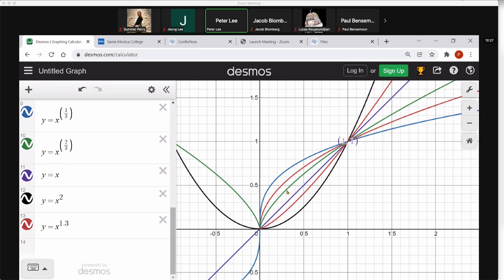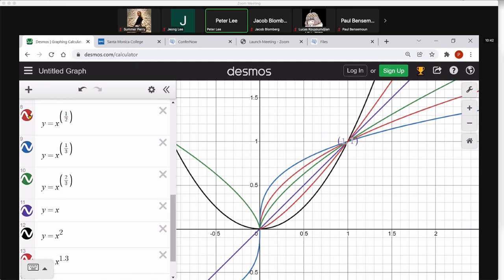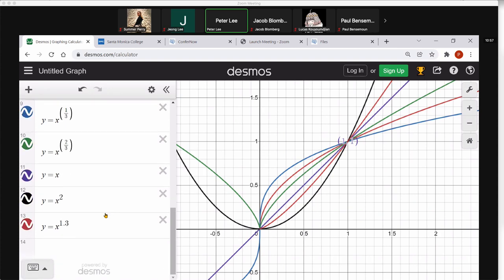And then what's the green? Well, green is y equals x to the 2/3 power. The 2/3 is about 0.666. And then comes the other red, which is half. That's graph number 8. And the blue on the far right, on the top, is y equals x to the 1/3 power. So as you can see, as the exponent gets smaller, the graph gets pushed backwards.